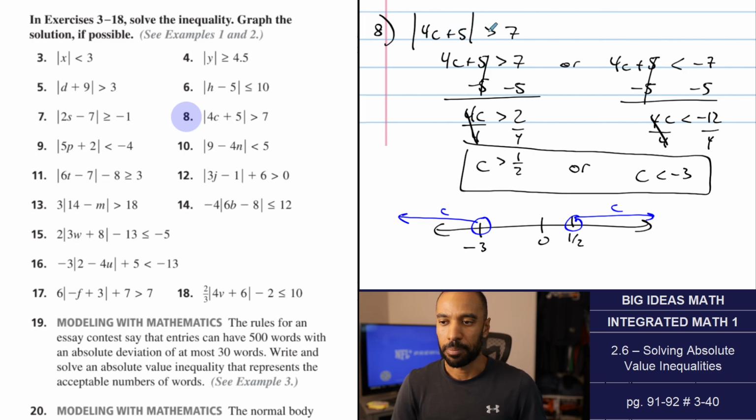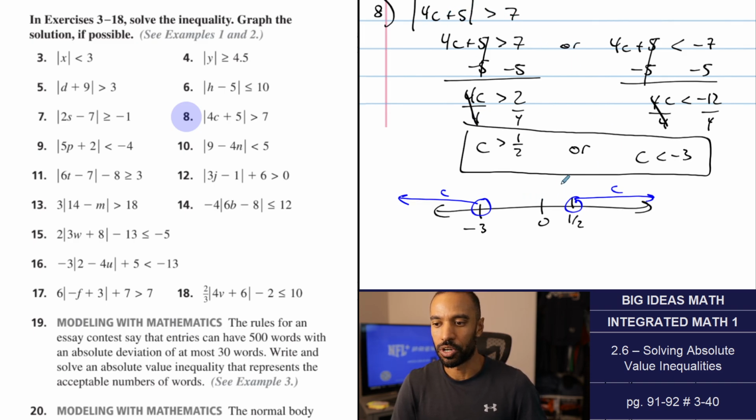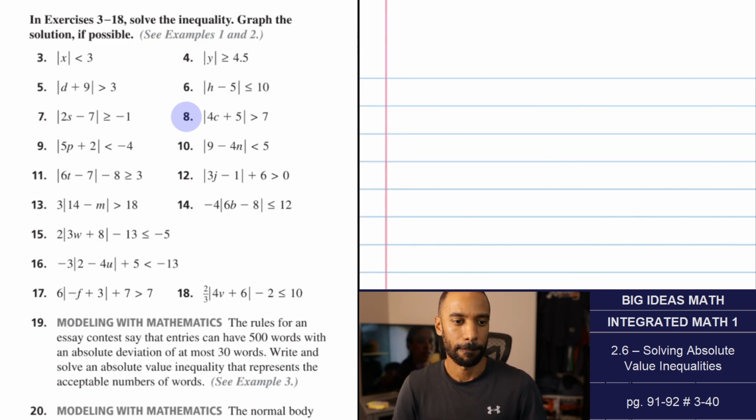Let's try that. 0 plus 5, 5. Absolute value of 5 greater than 7? I don't think so. 0 doesn't work. It shouldn't. That all worked out.